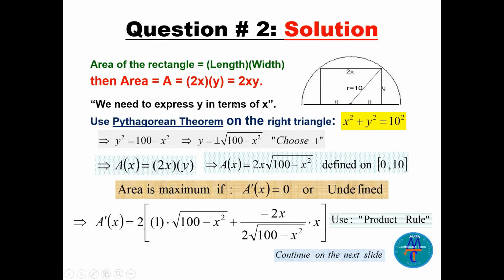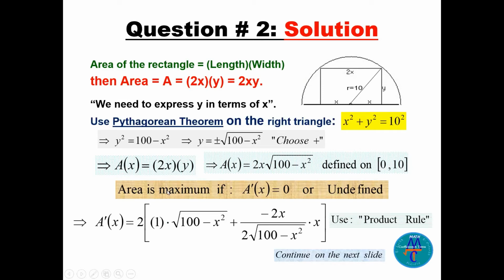So now this is y, replace it here. The area function A of x will be 2x times y, so I put y here. Now look at this nice function: A of x equals 2x times the square root of 100 minus x squared. This is like a normal function like f of x, the functions we have seen before, defined between 0 and 10. We cannot accept any value unless it is between 0 and 10.